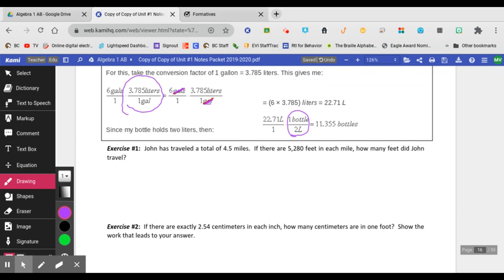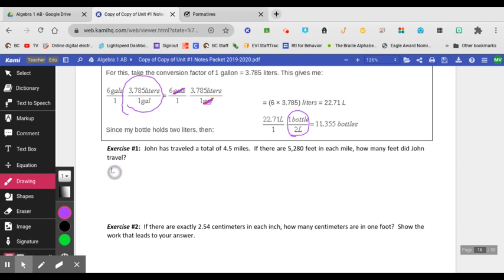Exercise 1. So reminder with videos, you can pause, rewind, watch again. Sometimes I'm going to ask you to pause. We're going to do this example together, but then for number 2, I want you to pause, give it a try, and then watch. So John has traveled 4.5 miles. There's 5,280 feet in a mile. How many feet did John travel?